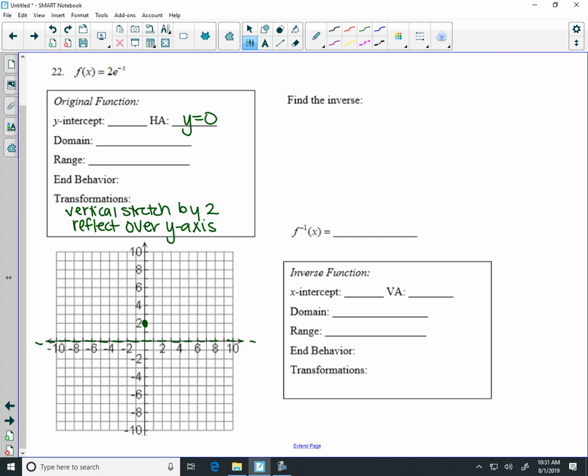So usually our e to the x looks like this. When we flip it over the y-axis, it's going to look like that. Having that sketch is really helpful for me. So my y-intercept is 0, 2. And then I'm going to stretch the other point. Usually I go over 1, up between 2 and 3. So if I multiply between 2 and 3 by 2, I'm going to go up between 5 and 6. And that's the exponential here.